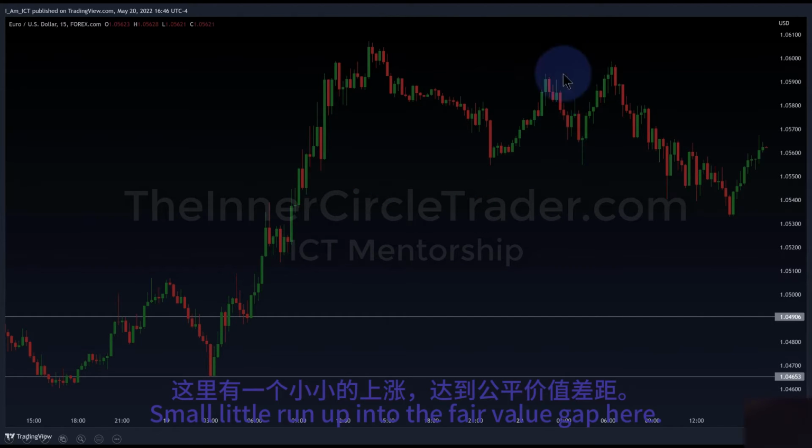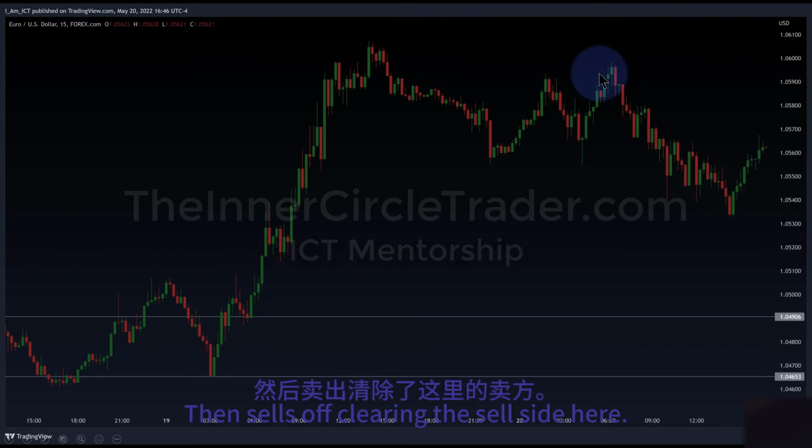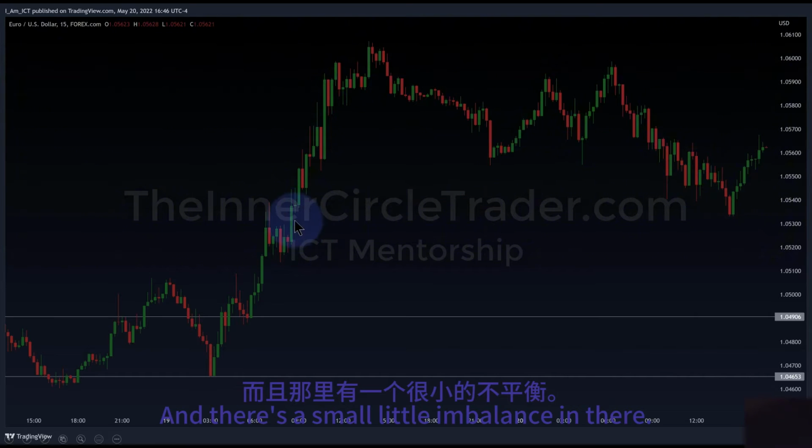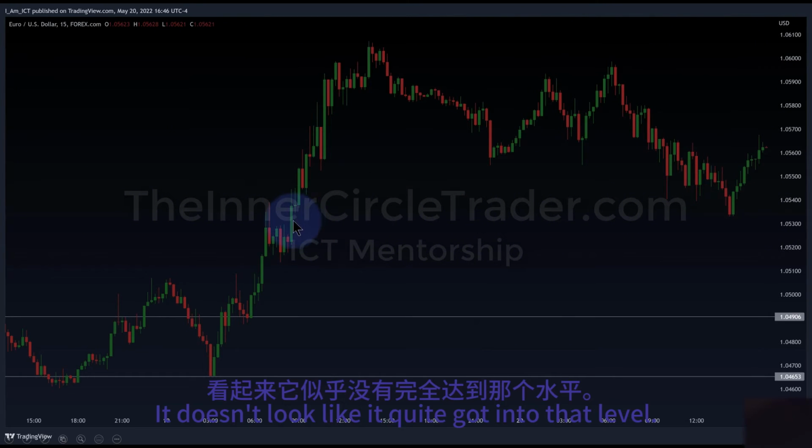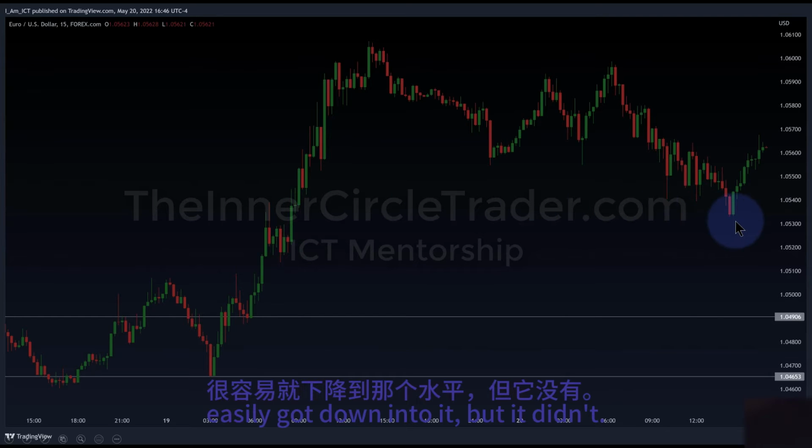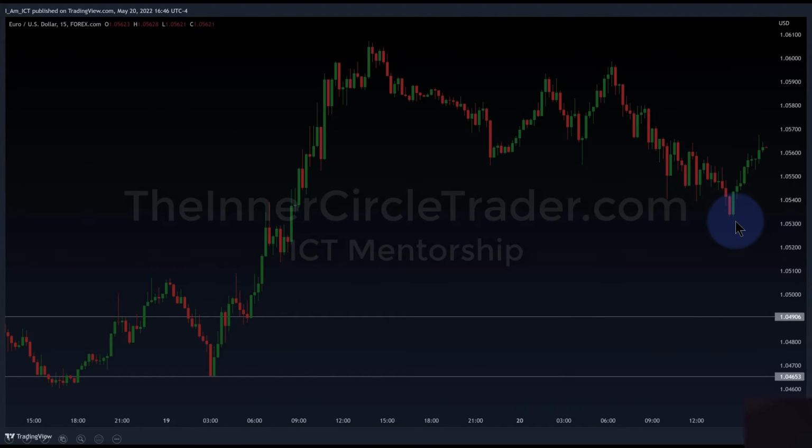Small little run up into the fair value gap here, then sells off, clearing the sell side here. And there's a small little imbalance in there. It doesn't look like it quite got into that level. It could have easily got down into it, but it didn't. Friday, it is what it is.